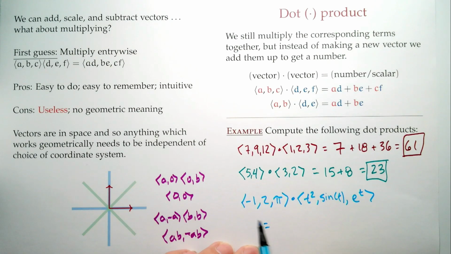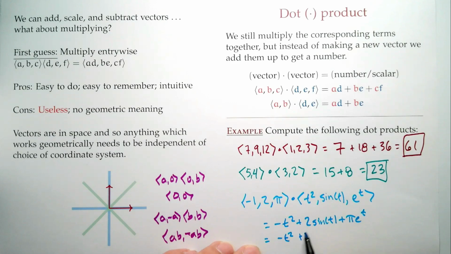Okay, so what's our answer? Well, negative 1 times t squared, negative t squared. 2 times sine of t, that's 2 times sine of t. And pi times e to the t, that's pi times e to the t. And of course, when you simplify that, you get negative t squared plus 2 sine of t plus pi e to the t. Okay, there you go. All right, and that's the answer.